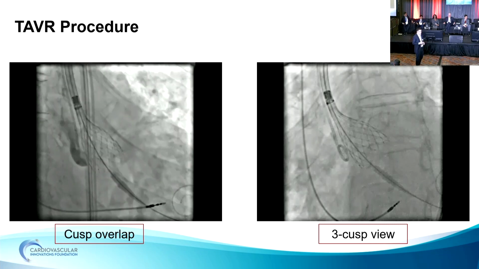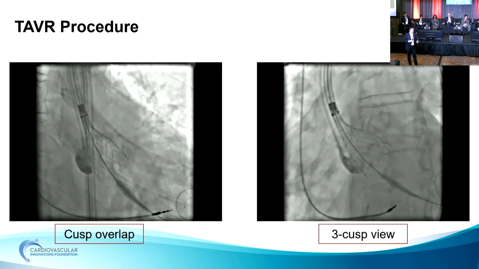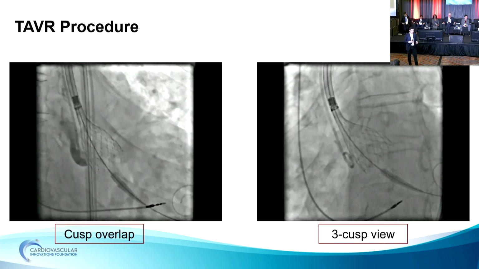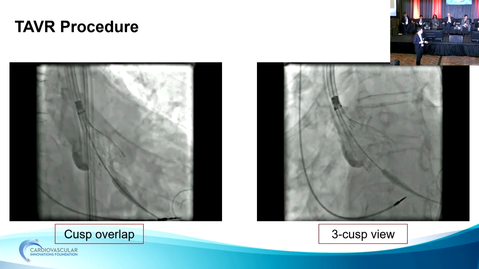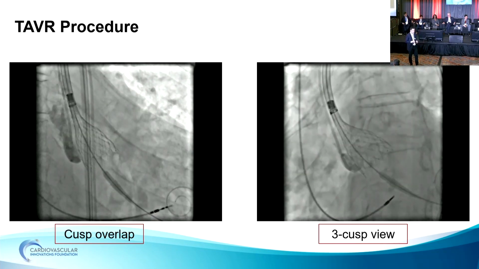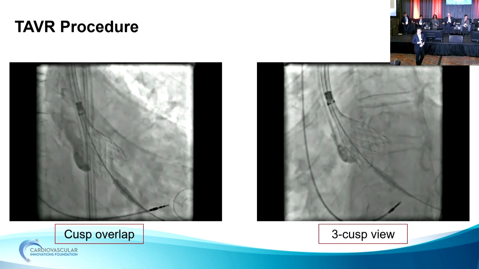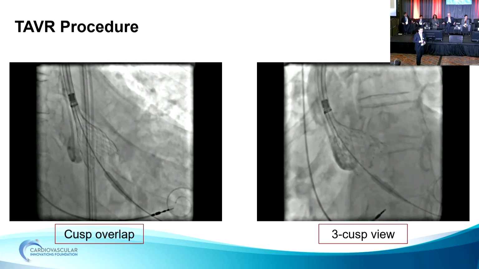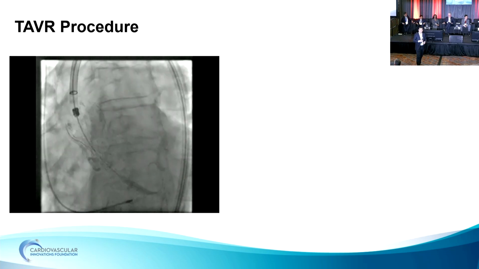So we proceed with our valve. We always deploy in cusp overlap. We take our injections at 80% and we switch to our 3-cusp view. We're pretty happy with the depth. We had to recapture once just to be sure that we're sitting at a nice position. There are markers on the valve, so it makes our life easier, making sure that the depth is adequate. And we deploy our valve, we release our valve.